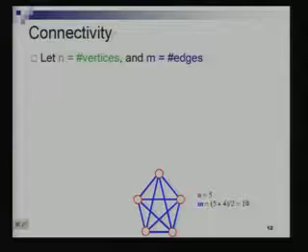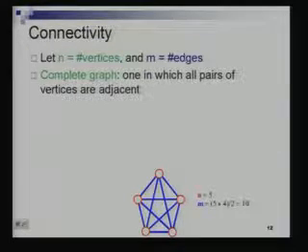So I am typically going to use n to denote the number of vertices and m to denote the number of edges in any graph. Okay? So what is a complete graph? A complete graph is one in which there is an edge between every pair of vertices. This is an example of a complete graph. This is a graph on 5 vertices. Between every pair of vertices there is an edge.